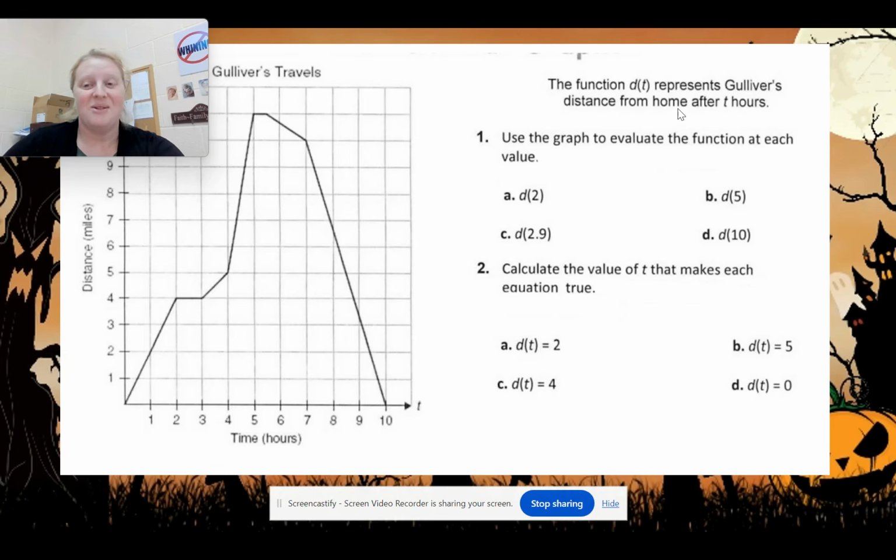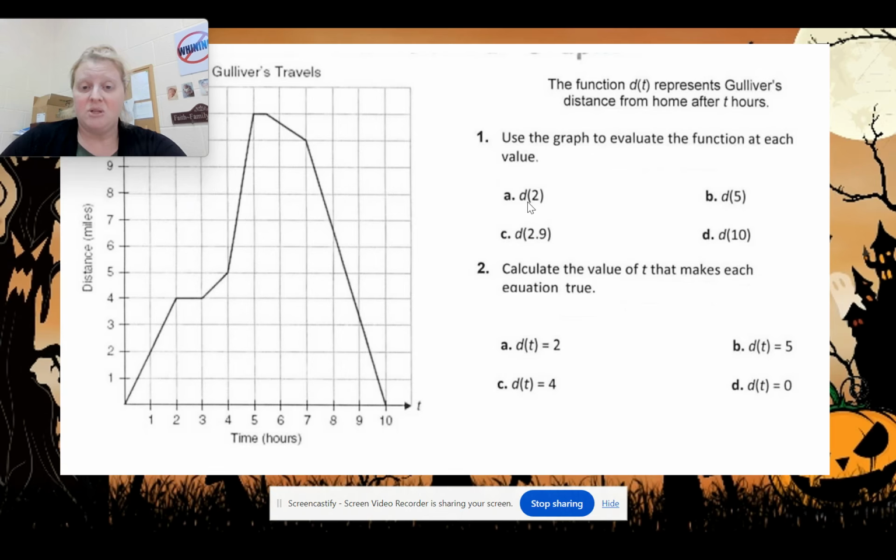Alright, so what we have here is a word problem that's based on a story called Gulliver's Travels. If you've never seen it, you don't need to see it to understand this. We're traveling a certain distance over a period of time. It tells you down here the x-axis stands for hours, but we're not using the letter x, they're using the letter t, because t is what time starts with. And then the y-axis represents your miles traveled.